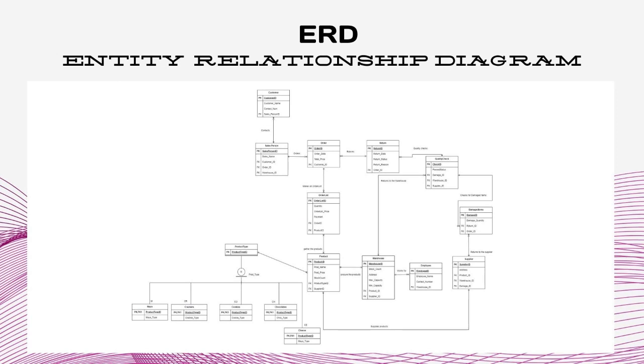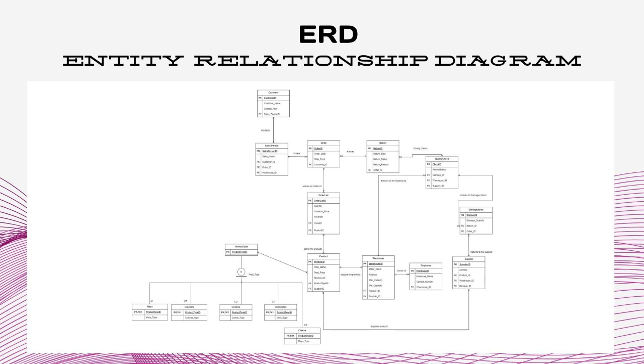So for our SQL, for the entities, we have first the supplier table. It contains supplier ID, address, product ID, warehouse ID, and damage ID. For the product table, it contains product ID, which is the primary key, product name, product price, stock count, product type ID, and supplier ID.